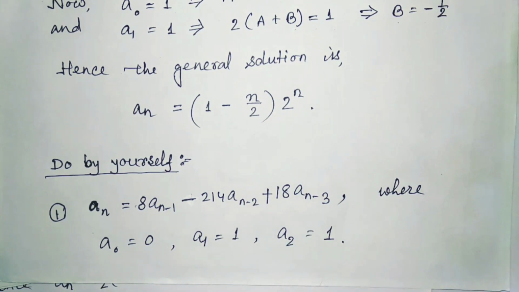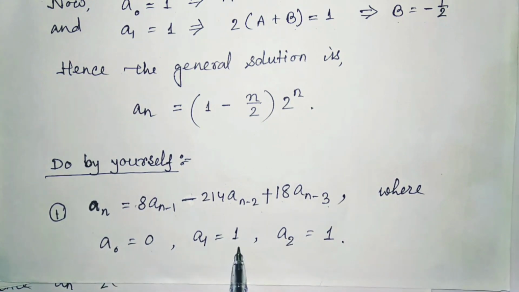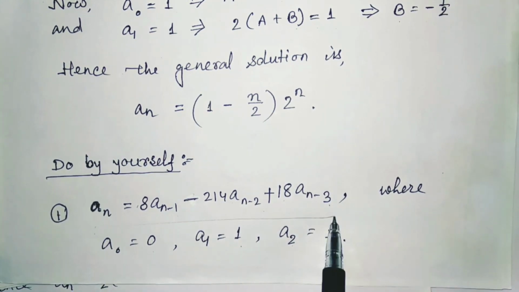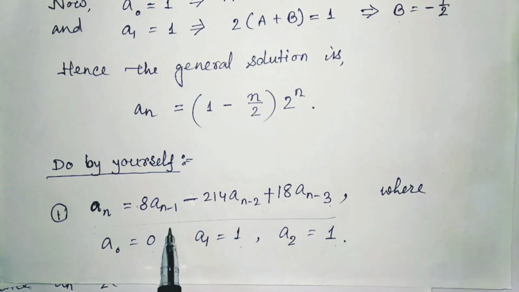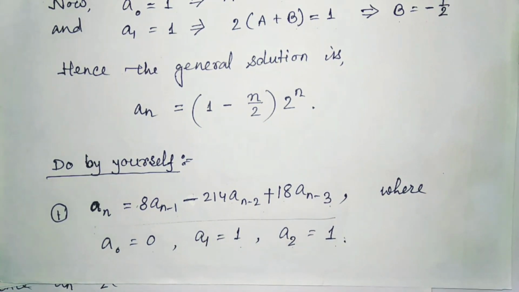So easy, I hope you can understand. So again, for you one question: a_n = 8a_(n−1) − 21a_(n−2) + 18a_(n−3), where the initial conditions are a_0 = 1, a_1 = 1, a_2 = 1. Just mind that this one is a third order linear homogeneous recurrence relation. Solve this question and give the answer in the comment box.